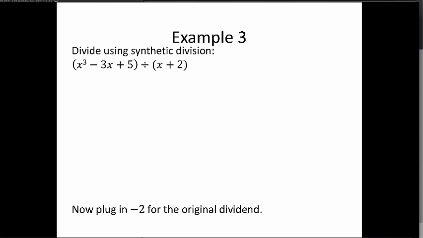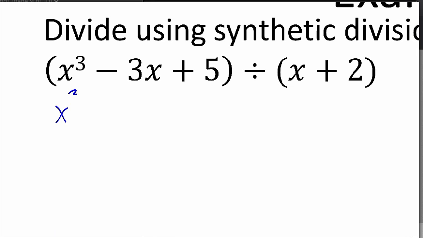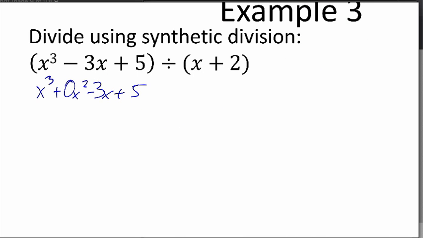Okay, example 3, same as the first two. Again, make sure you're watching out for those missing terms. So we've got x to the third. There are no x squared terms, so we're going to say plus 0x squared minus 3x plus 5. And we're going to divide by x plus 2. So using our coefficients, we got 1, 0, negative 3, positive 5.